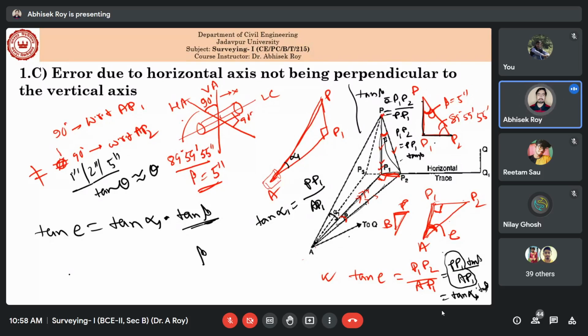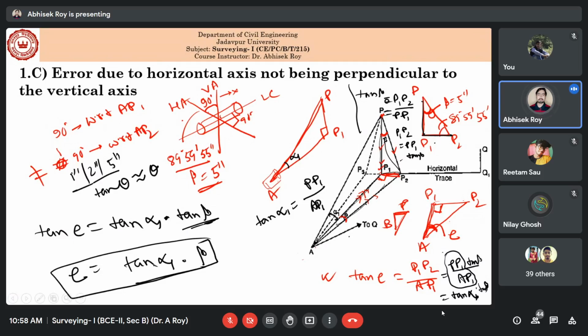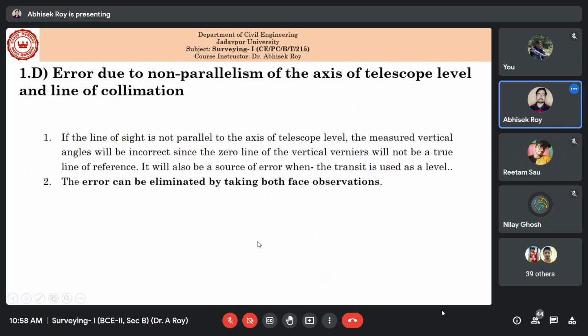Similarly, we can write E instead of tan E. But tan alpha 1 we have to write as tan alpha 1. So the ultimate error will be E equals beta into tan alpha 1. Is that clear? Yes, sir.